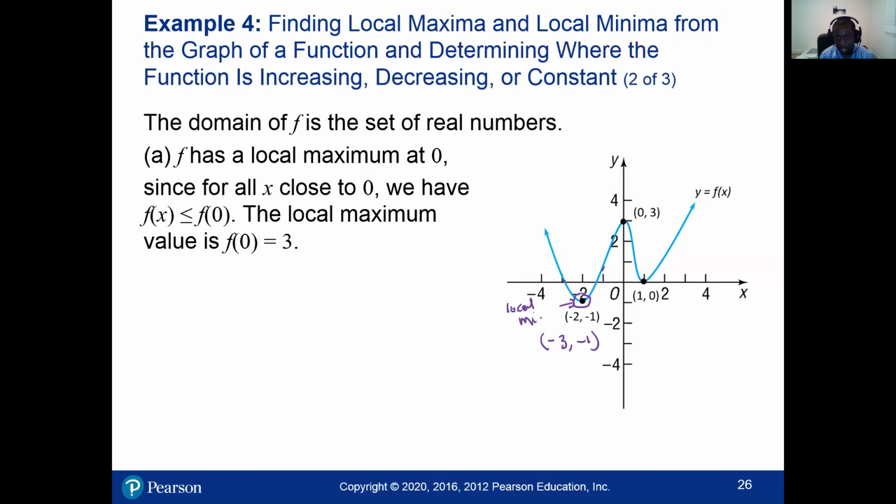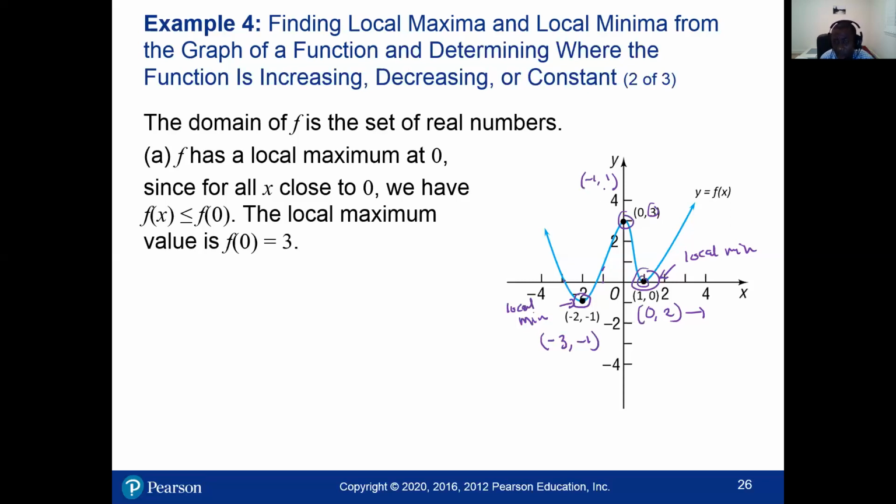Local minimum value there. Then over here too, between the interval 0 and 2, there is a local minimum. So here too we have a local min. And then also between -1 and, say, +1, this function value, which is 3, happens to be the highest or the largest within that interval.